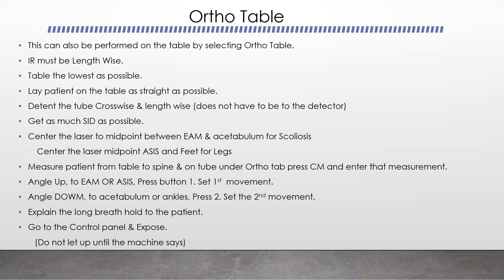Center the laser midpoint to the EAM and then the acetabulum for scoliosis. Center the laser midpoint to the ASIS and then the feet for both legs. Measure the patient from the table to the spine, and on the tube, under the ortho tab, press the centimeters and enter the measurement. Angle up to the EAM or the ASIS, press 1, and set the first movement. Angle down to the acetabulum or ankles, press 2, and set the second movement. Explain the long breath hold to the patient, go to the control panel, and expose.